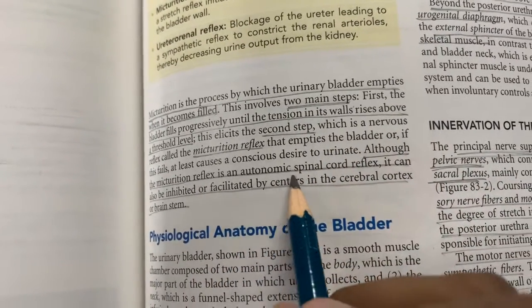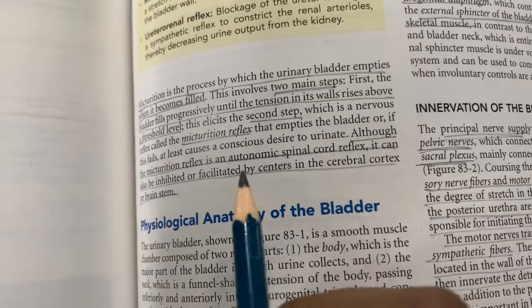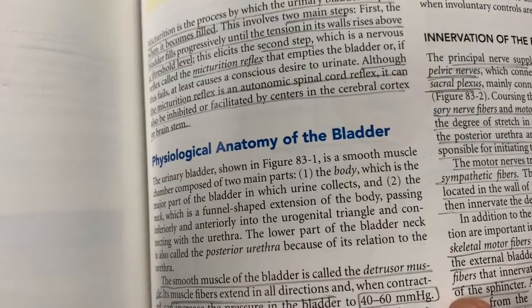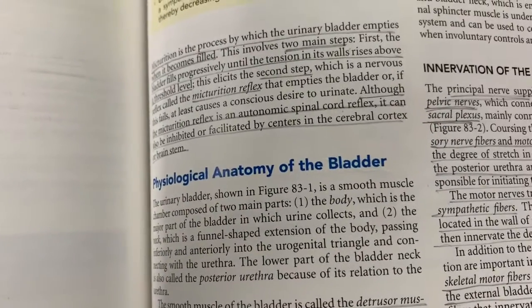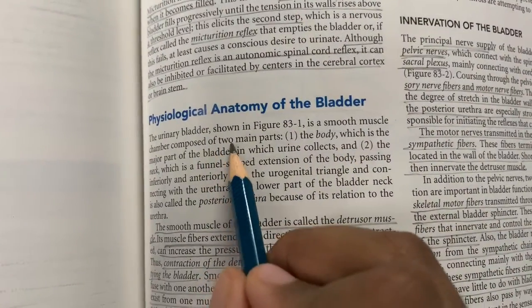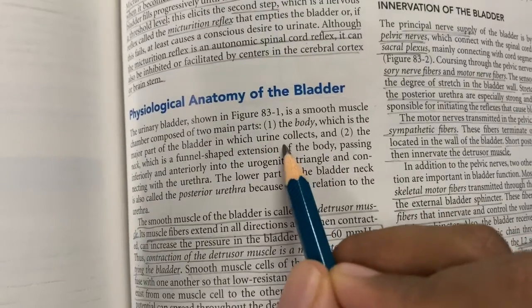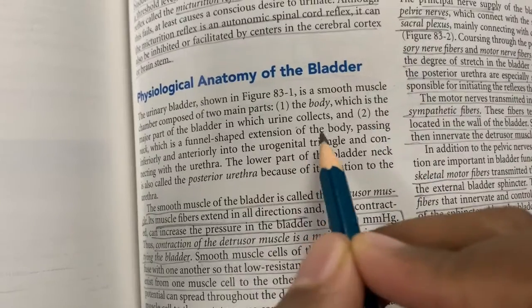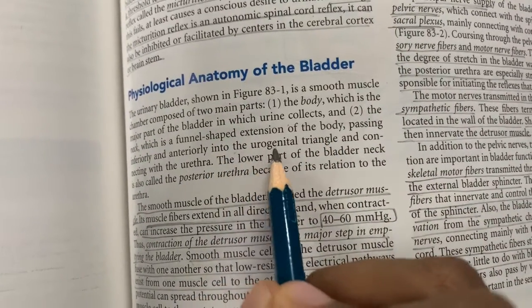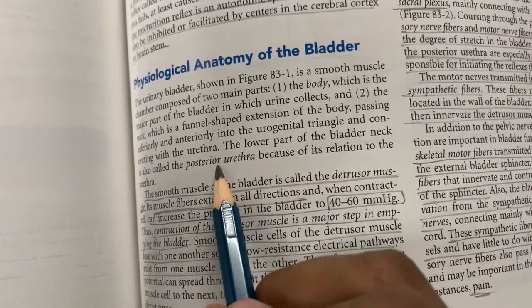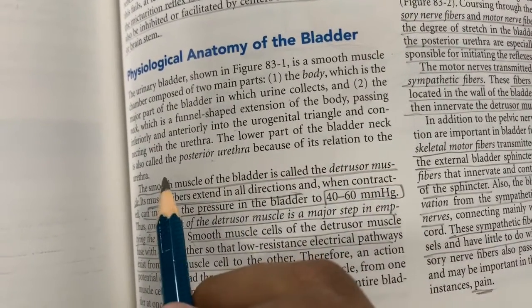Although the micturition reflex is an autonomic spinal cord reflex, it can also be inhibited or facilitated by centers in the cerebral cortex or the brainstem. So, coming to the physiological anatomy of the bladder, you can see the bladder here. It is a smooth muscle chamber composed of two main parts: the body, which is the major part of the bladder in which the urine is collected, and the neck, which is a funnel-shaped extension of the body passing inferiorly and anteriorly into the urogenital triangle and connecting with the urethra. The lower part of the bladder neck is also called the posterior urethra because of its relation to the urethra.